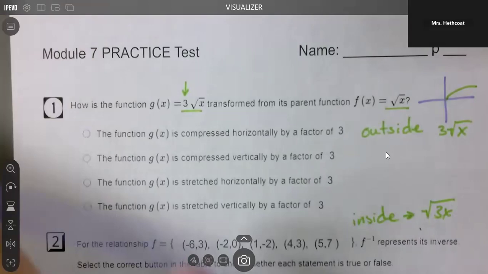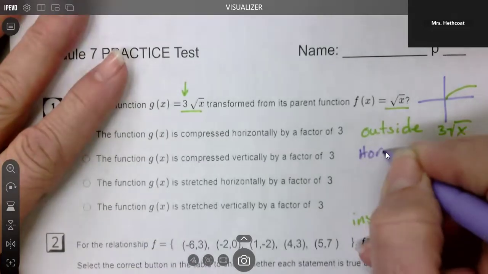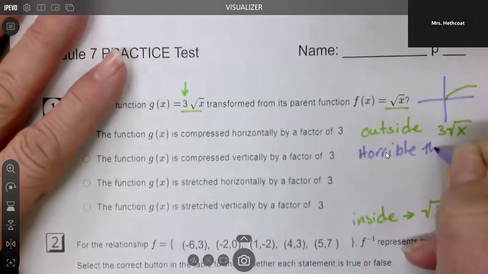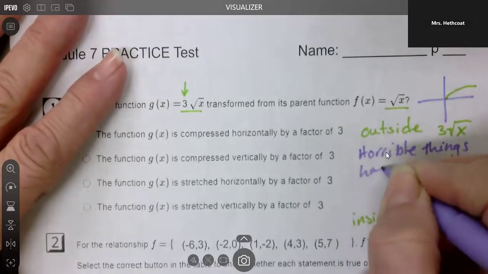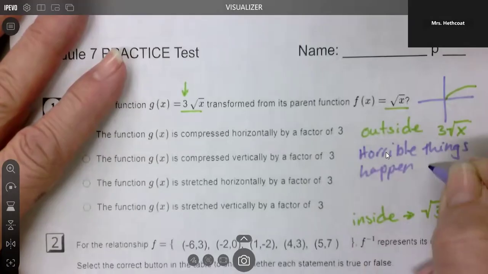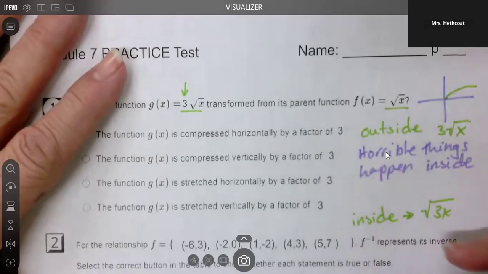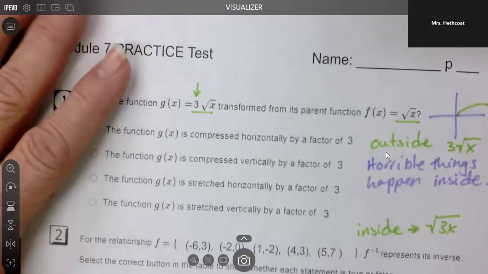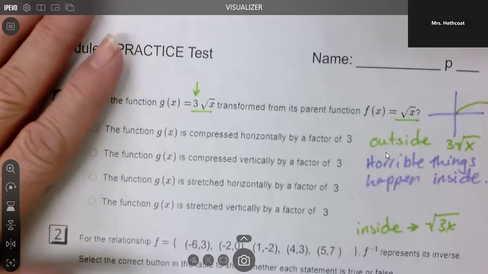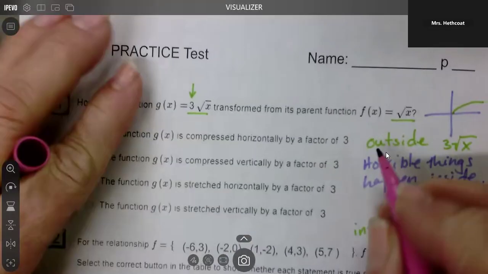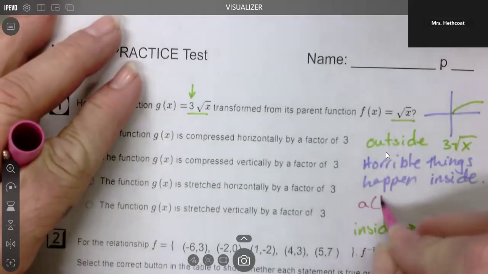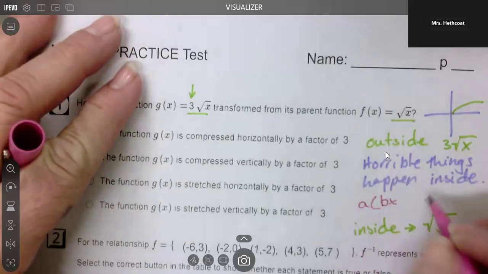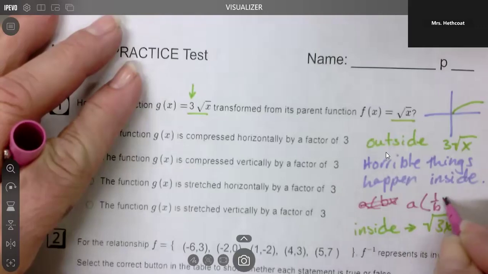You may remember our little saying that horrible things happen inside. And that's to help us remember that horrible things happen inside, right? So that's H sound, so that's horizontal, right? And it comes from our equation that looks like this, b of x, or I suppose it's more accurately written 1 over b of x minus h plus k, right?